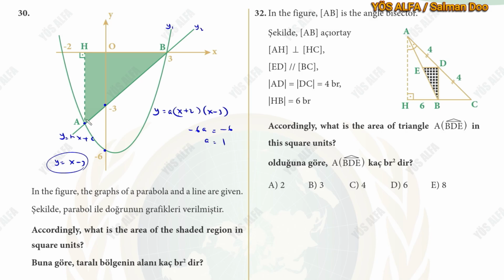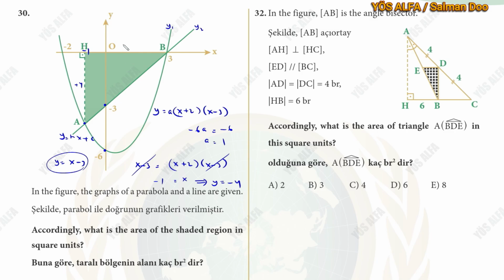To find the intersection point, all we have to do is equate these two y's. So x minus 3 is equal to x plus 2 times x minus 3. So this and that cancel out each other. We have x plus 2 is equal to 1, so x is minus 1. When x is minus 1, what is y? When x is minus 1, y is equal to minus 4. So this is the intersection point of the two graphs. So x is minus 1, y is minus 4. So this is minus 4, so that line is 4.